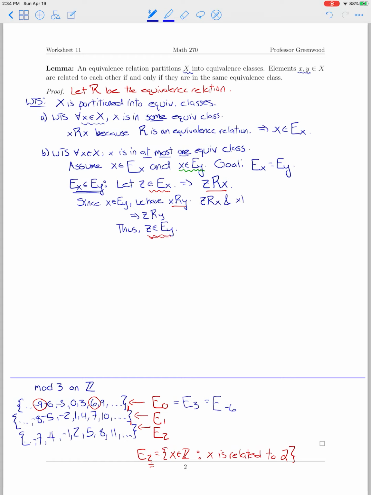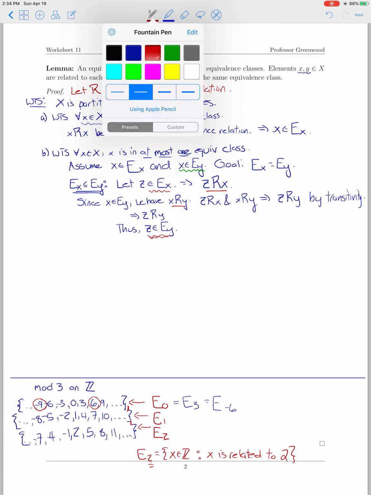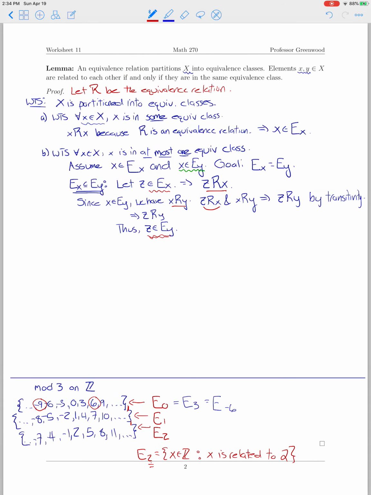is through transitivity. And so we know that transitivity sort of allows you to connect the dots, or in other words, when you have this chain, z to x and then x to y, you now also have the outermost relation, or in other words, z to y. And so that connects the dots that I needed here, and then I can say that that does imply that z is in E sub y.